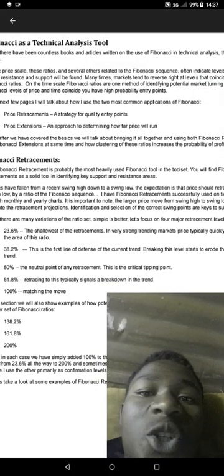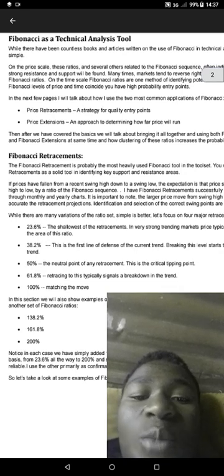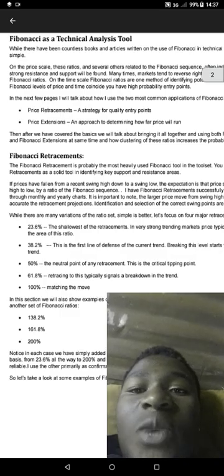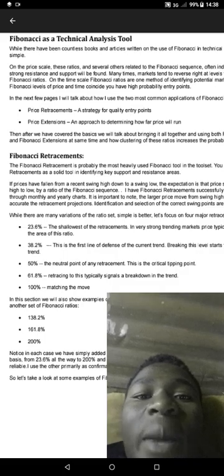applications of Fibonacci. Okay guys, number one, we have price retracement, a strategy for quality entry points. Okay guys, number two, we have price extension, an approach to determining how far price will run.